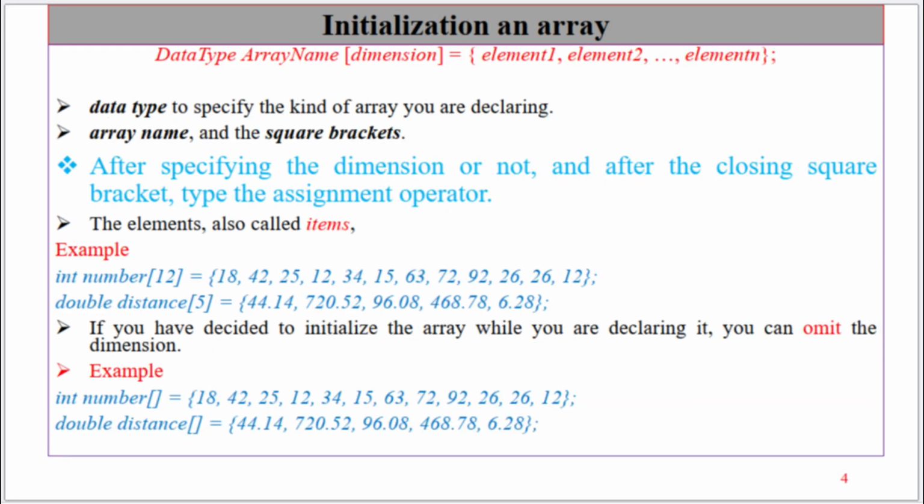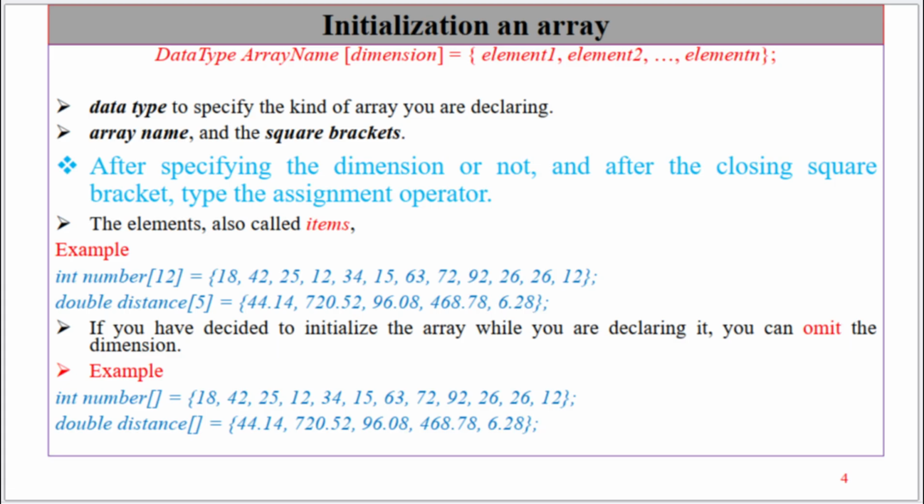3. Initialization of an array: data type, array name, dimension, equals, element 1, element 2. The data type specifies the kind of array you are declaring. Then the array name and the square brackets. After specifying the dimension or not, and after the closing square bracket, type the assignment operator. The elements are also called items. Example: int number[12] = {18, 42, 25, 12, 34, 15, 63, 72, 92, 26, 26, 12}.